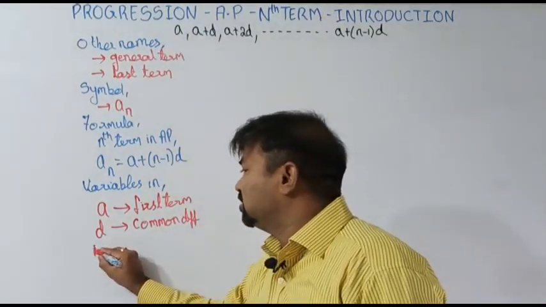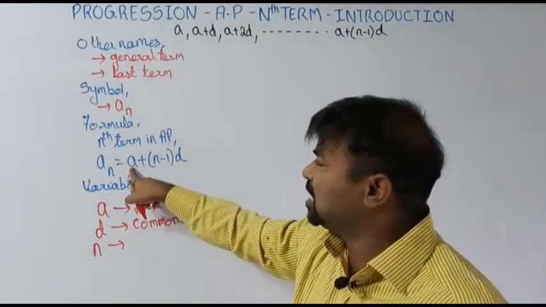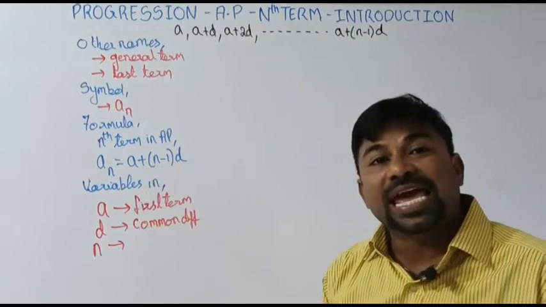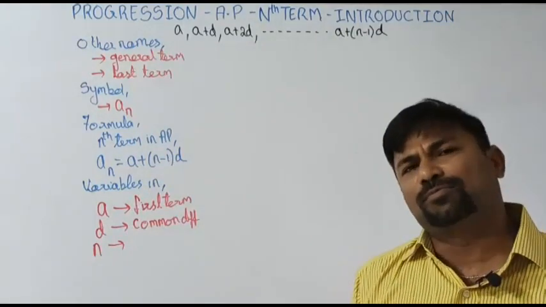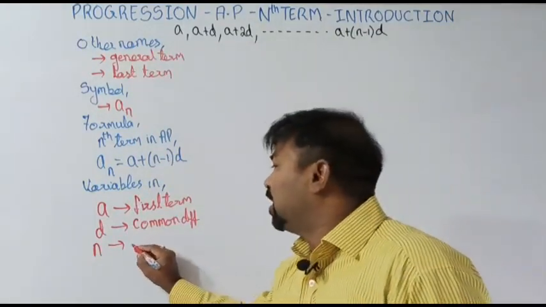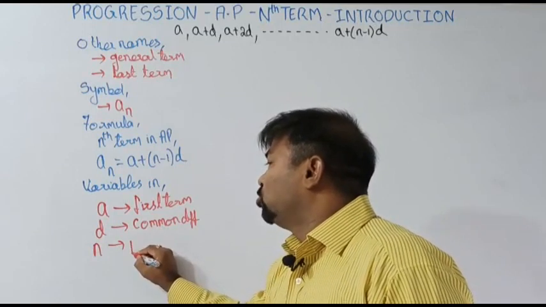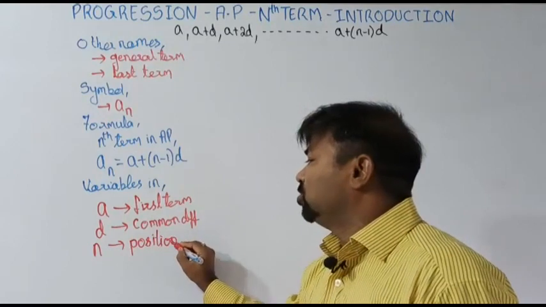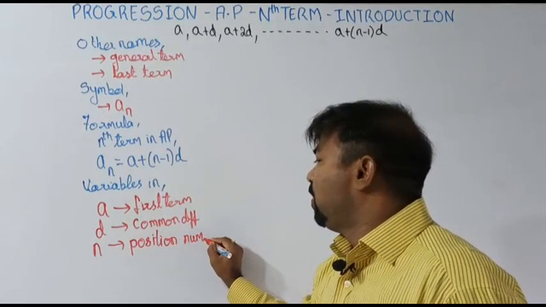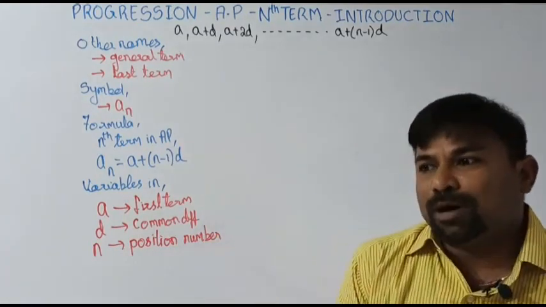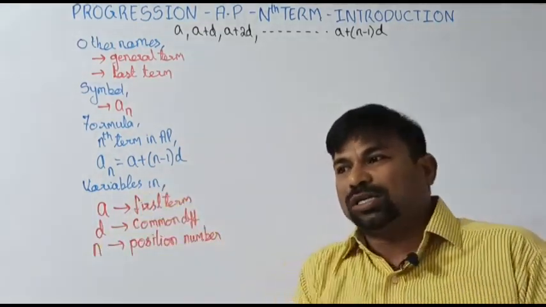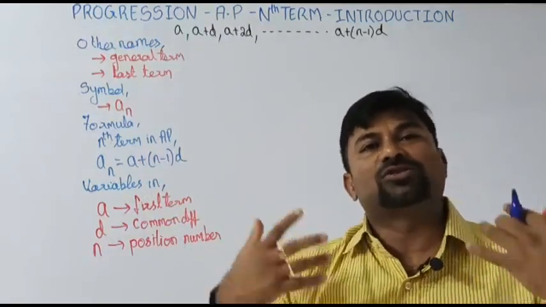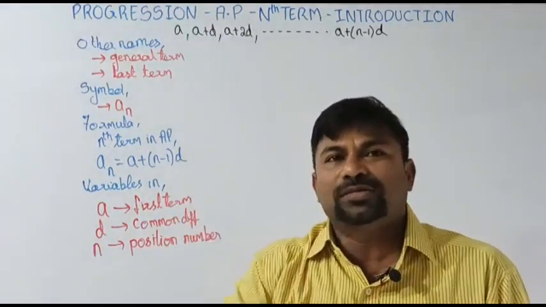Now, n is the third variable present here. A is the first variable, D is the second variable, and n is the third variable. What is the meaning of that n? N is nothing but the position number, the number of the position, meaning in which place it is. What's the place of that one? Is it the 4th place, or the 6th place, or the 9th place? We are going to discuss the position.